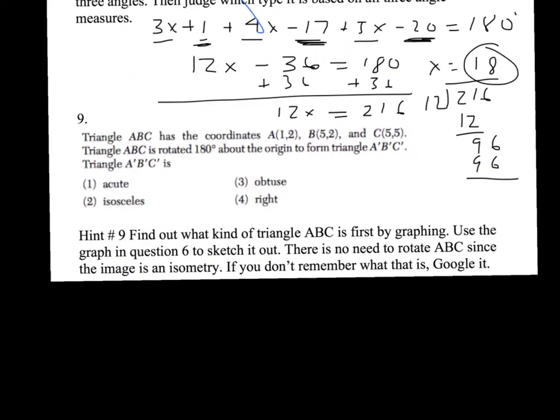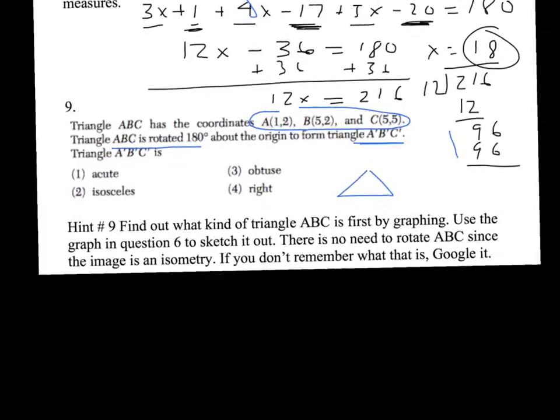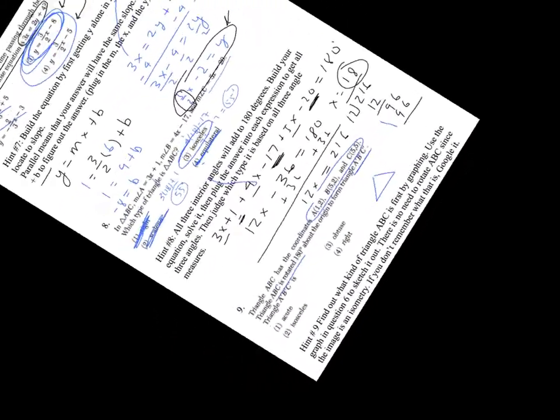For question number 9, they're asking me to find out some information about a new triangle that's formed when an old triangle is rotated 180 degrees. When you rotate something, if I rotate the paper 180 degrees, if I'm not changing the size at all, the new triangle will look exactly the same as the old one, except it will be upside down if you're rotating 180 degrees.